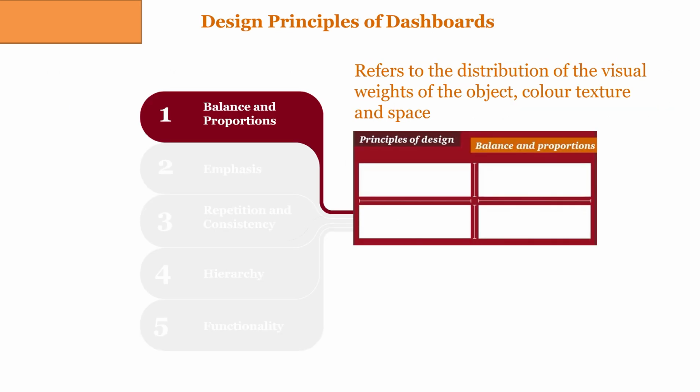So there are also design principles that we should look at. Design principles of a dashboard first of all refer to the distribution of the visual weights of the objects, colors, texture, and space. First we are going to look at balance and proportions. So with balance and proportions, we look at principles of design.